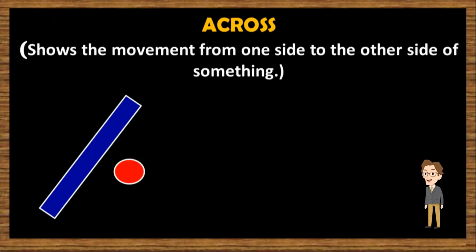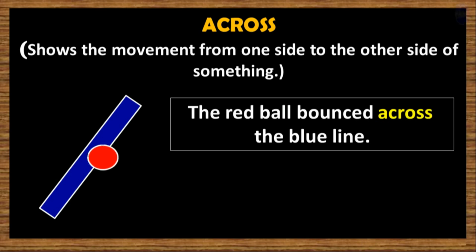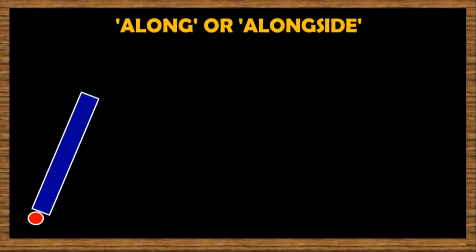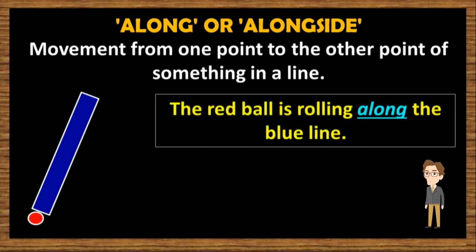Across. Across shows the movement from one side to the other side of something. Example: the red ball bounced across the blue line. Along, or alongside. It indicates movement from one point to the other point of something in a line. For example, the red ball is rolling along the blue line.